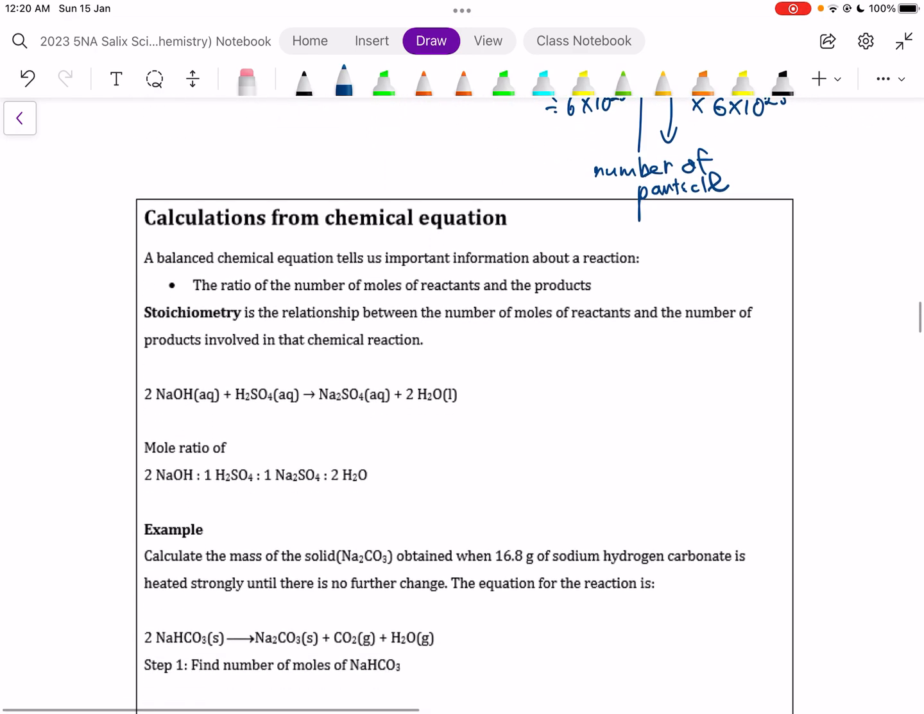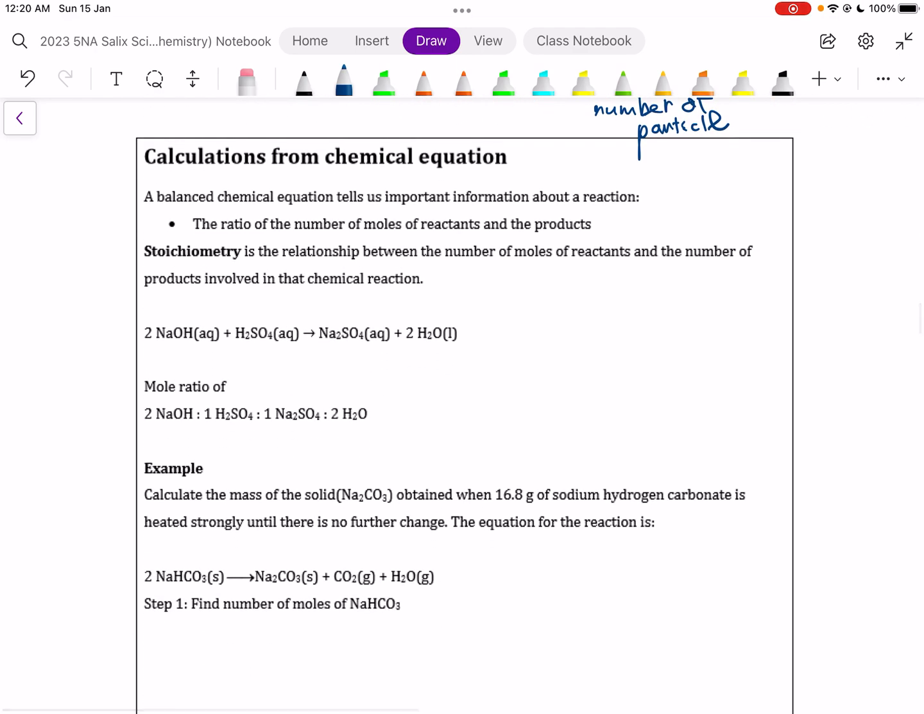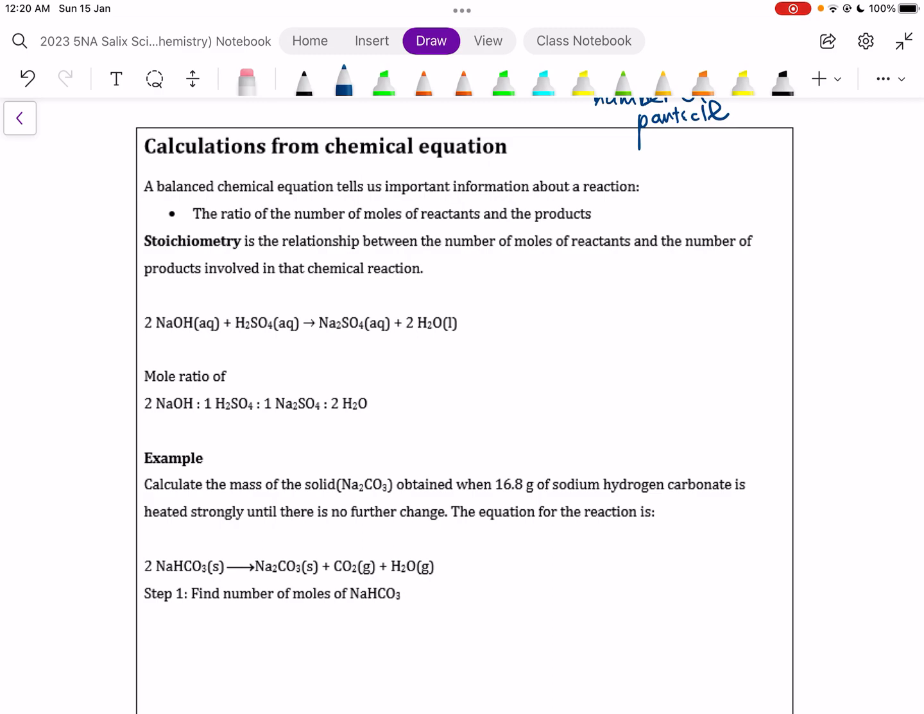Okay, so now let's continue to calculations from chemical equation. So you probably have done balancing equation when you are in N levels. So if you notice, what we are doing down here is actually stoichiometry. It's the relationship between the number of moles of reactants and the number of moles of product in a chemical reaction. Okay, so let's take a look at this. This is sodium hydroxide with sulfuric acid. Just in case you forget what is NaOH, sodium hydroxide and sulfuric acid.